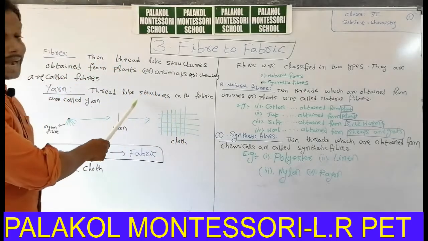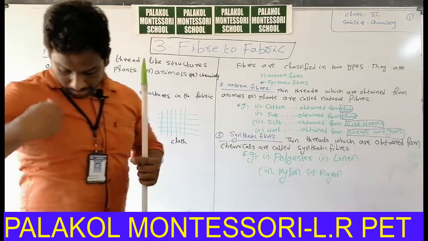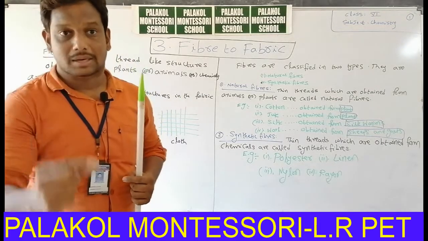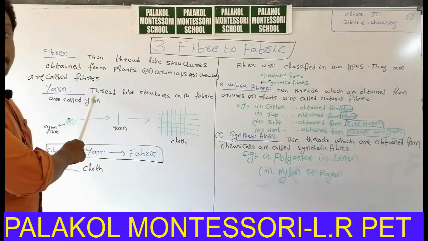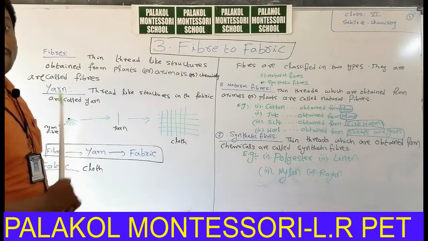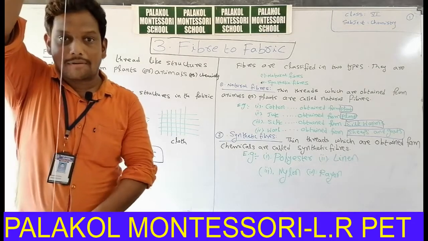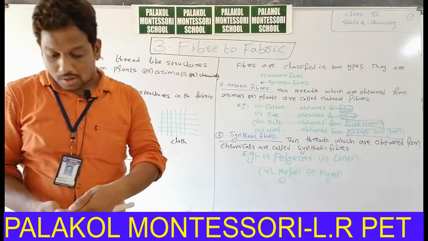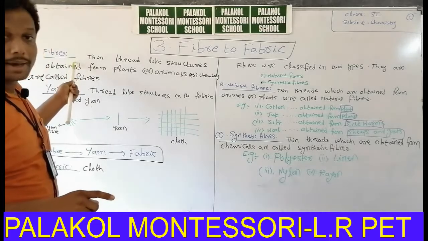Yarn means thread like structures present in the fabric. Thread like structures present in the fabric, that means cloth, is called yarn. That means fabrics are made up of yarn. Fabrics are made up of this type of yarns. Okay. Again, yarns are made up of fibers.